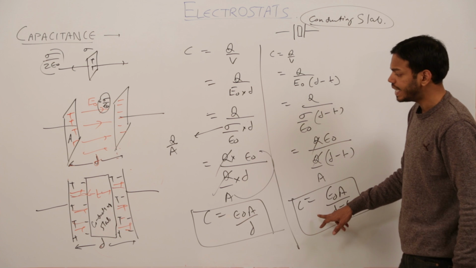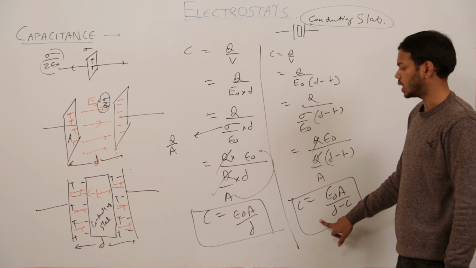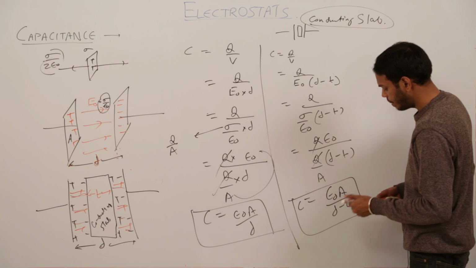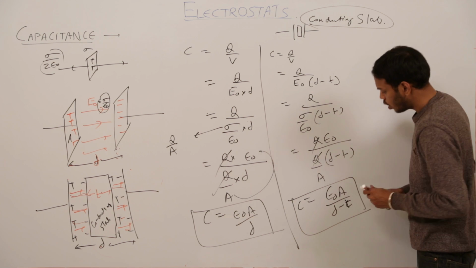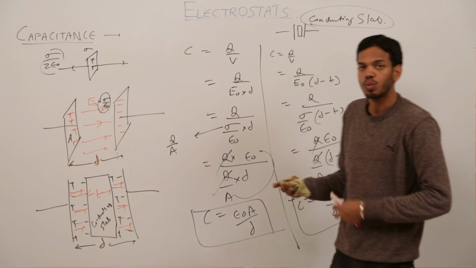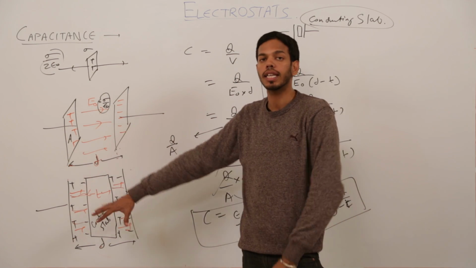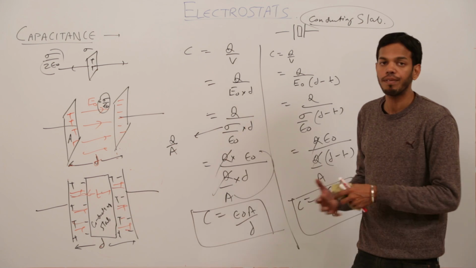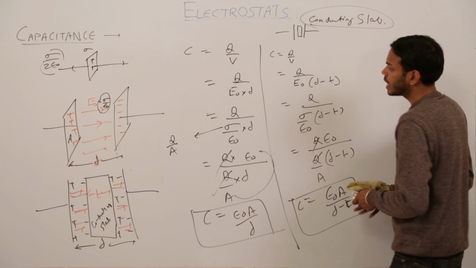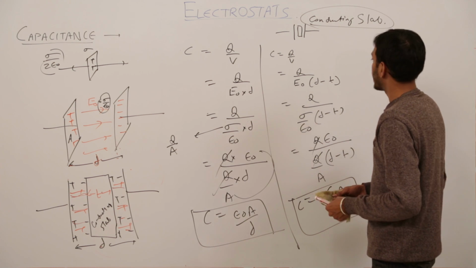Now, did the capacitance increase or decrease? Obviously it increased because the denominator is d minus t, with thickness t. So the denominator got decreased, hence the overall value is increasing, and that is why we would actually put something inside the capacitor. If it would have been diminishing the overall value of capacitance, we wouldn't have done it, right? So this was just to increase the capacitance.